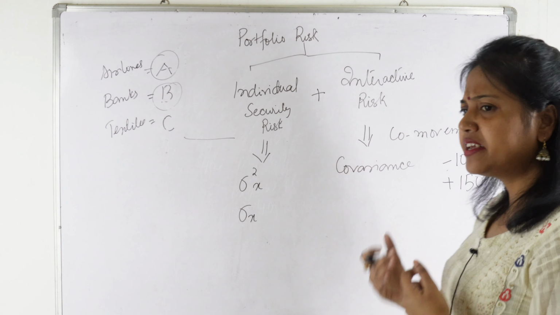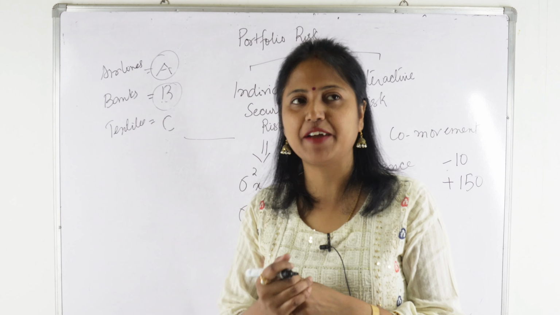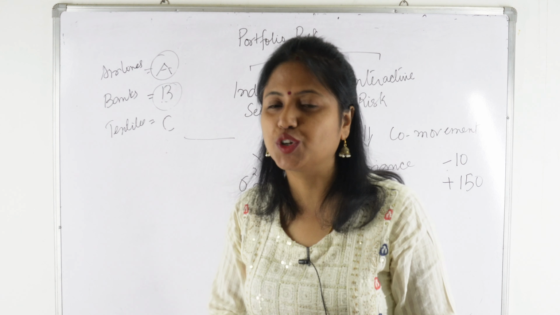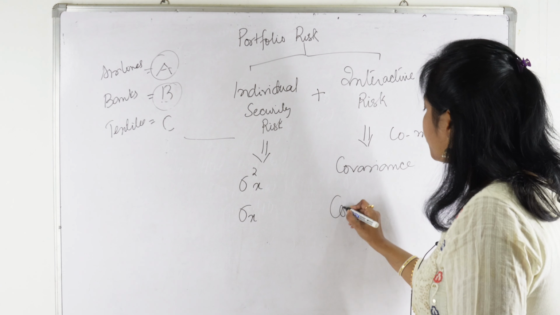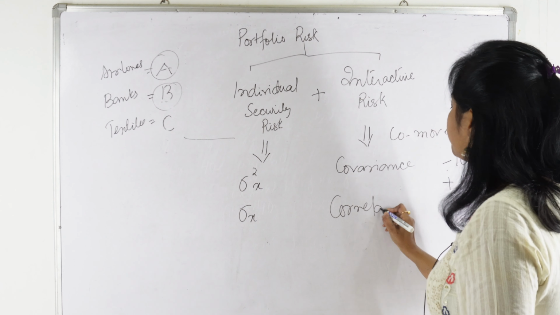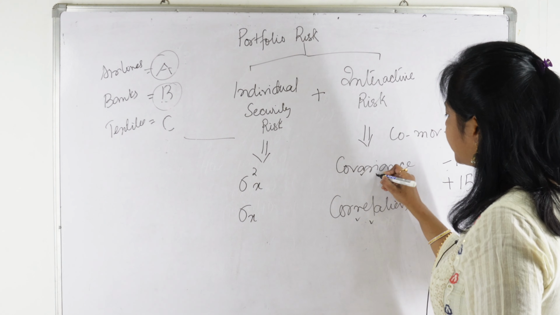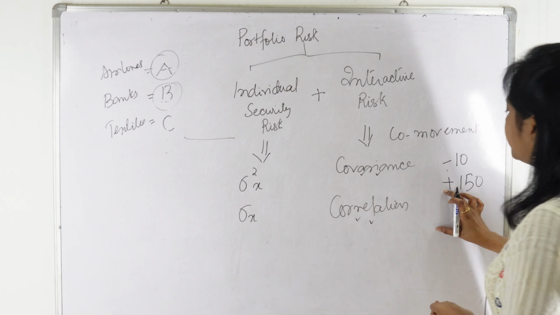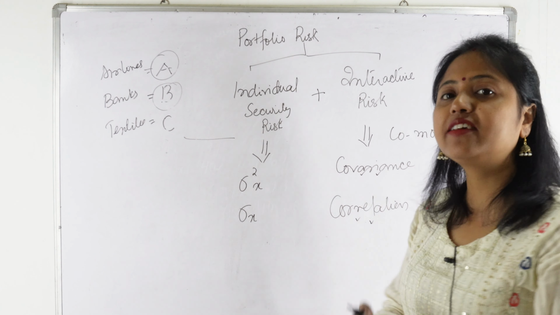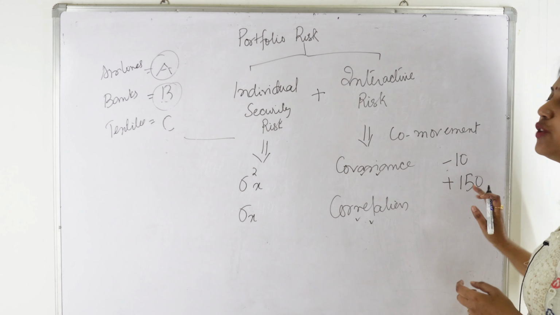But many a time covariance is not used as the measure. I won't say it is not the right measure, but it is not used. Instead we make use of correlation as well. Actually covariance and correlation are almost the same, so we make use of both. If I know this, I can know this. If I know this, I can know this. Now correlation is actually a standardized form of covariance, because here these are the absolute numbers.